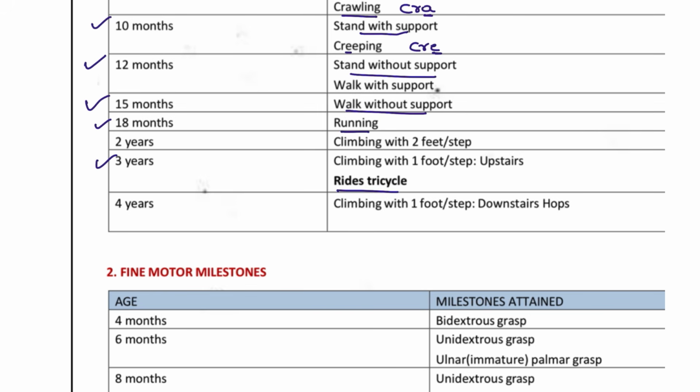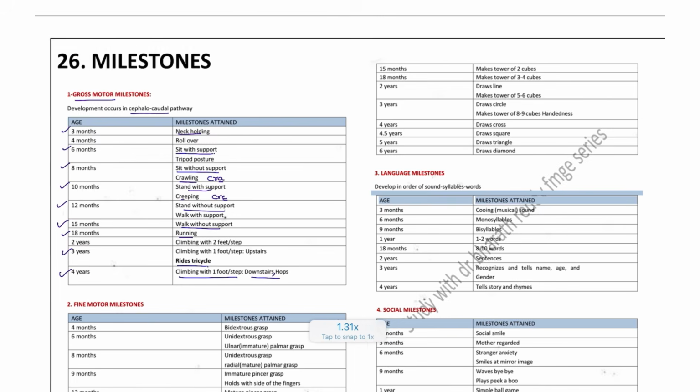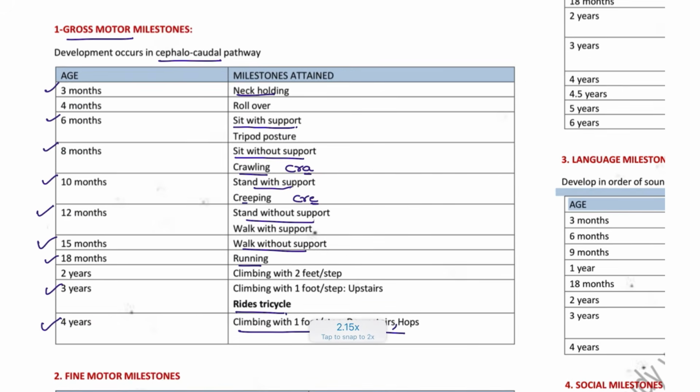At 3 years, rides the tricycle. At 4 years, the patient will be climbing upstairs one foot at a step and downstairs, and also the patient will be hopping. These are the milestones of the gross motor system.